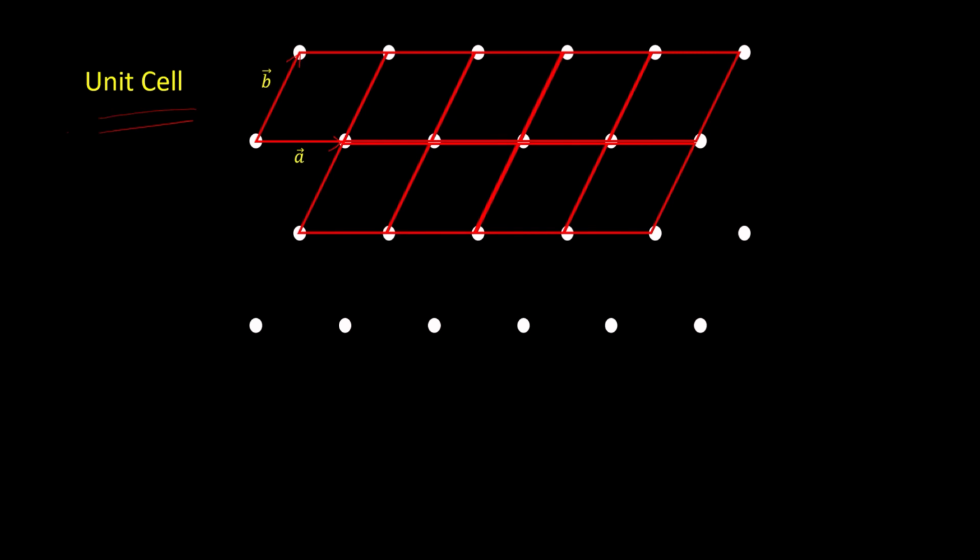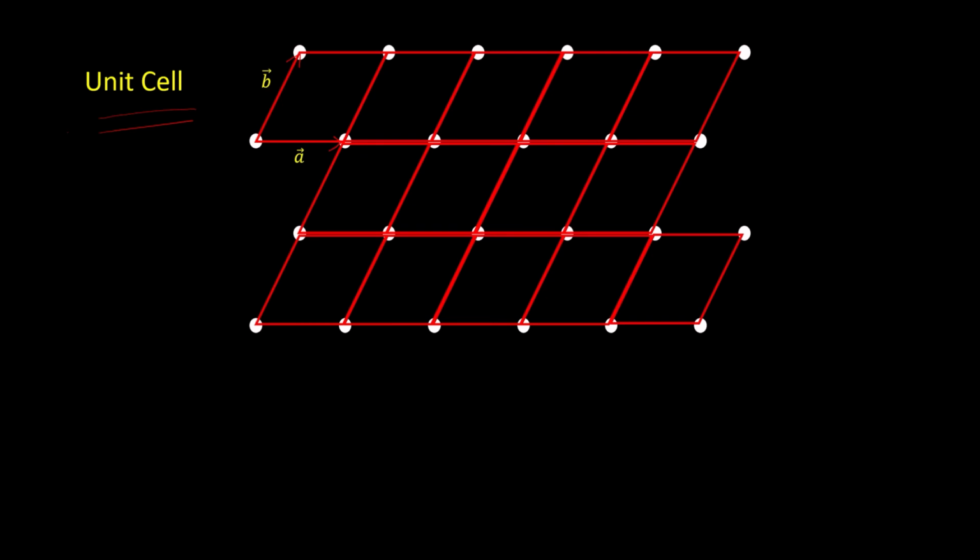Why is it a unit cell? Because we can create the entire structure simply by repeating this unit cell in the X and Y directions. If I repeat this unit structure in the X and Y directions, I can construct the entire solid structure that we are going to consider. So that is the concept of unit cells. Those are the building blocks of the crystal structures.